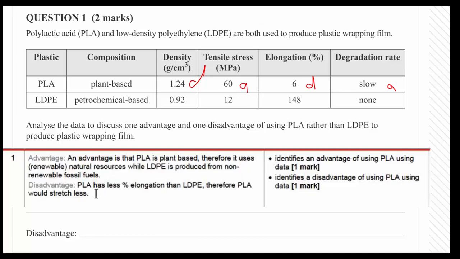So they said they used data and they didn't. So here you would say PLA has a percent elongation, less percent elongation than LDPE, therefore PLA would stretch less. You really want to put the data in there. So the PLA is only 6% compared to LDPE, which is 148%. That's using the data, so I don't see data in their answer. That looks like they would have let them get away with it and say anything, really, without the numbers.